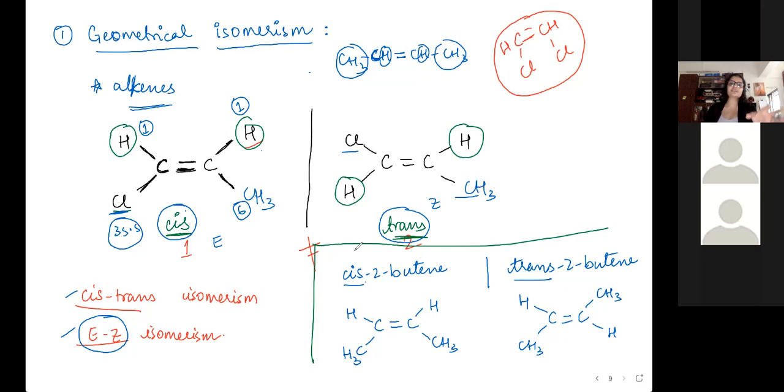Cis trans applies when you have the same things. EZ applies when you have completely different atoms. And this is like the short note on geometrical isomerism. EZ ka, I'll just tell you guys what is E, what is Z. I'll just quickly confirm it. For me also it's confusing which is cis, which is same side, which is opposite.